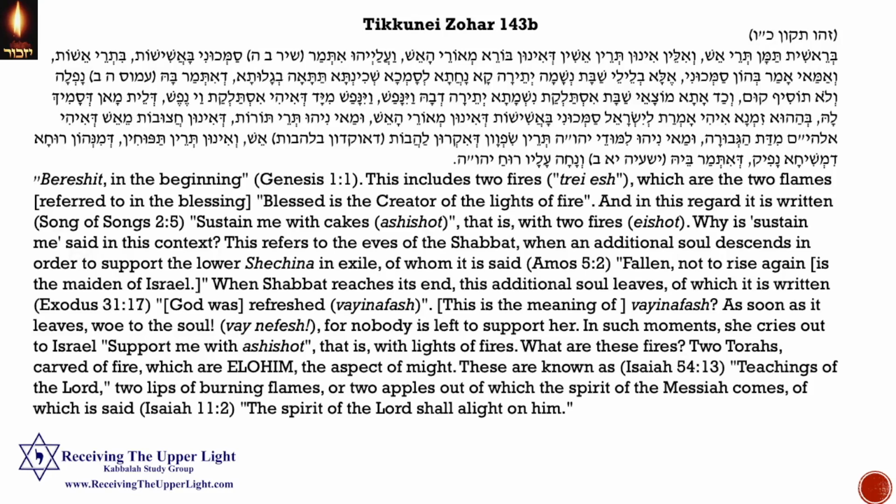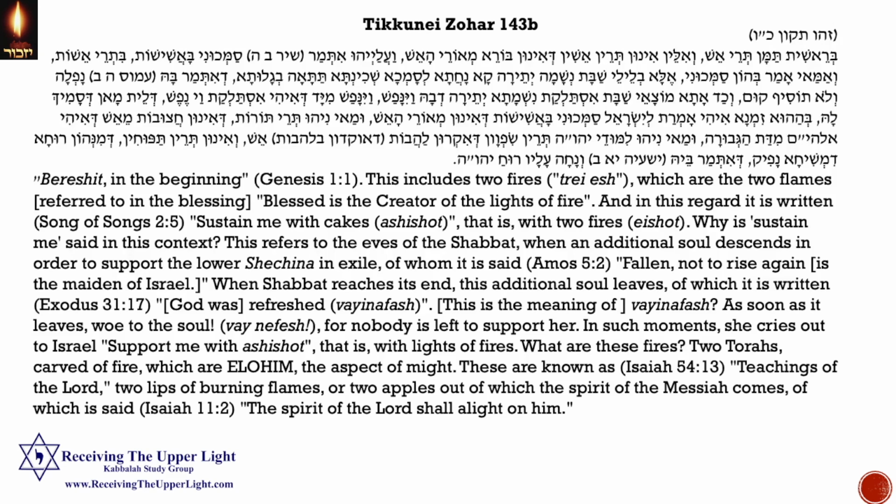So Tikkun Zohar 143b says the following: Bereshit, in the beginning, this includes two fires, which are the two flames referred to in the blessing, blessed is the creator of the lights of fire. And in this regard, it is written, sustain me with cakes, that is, with two fires. Why is sustain me said in this context? This refers to the eves of Shabbat, when an additional soul descends in order to support the lower Shekhinah in exile, of whom it is said, fallen, not to rise again, is the maiden of Israel.